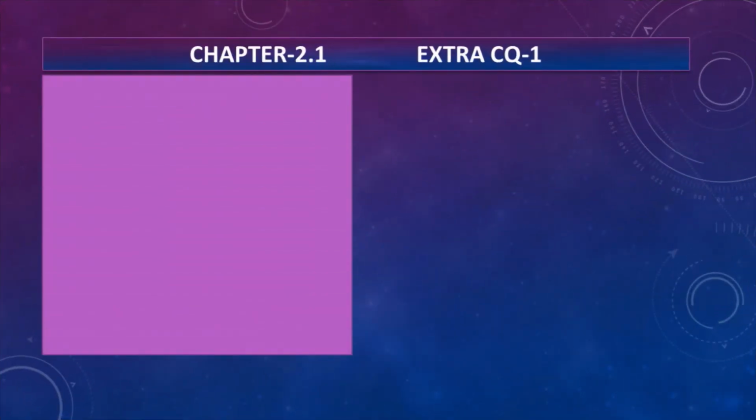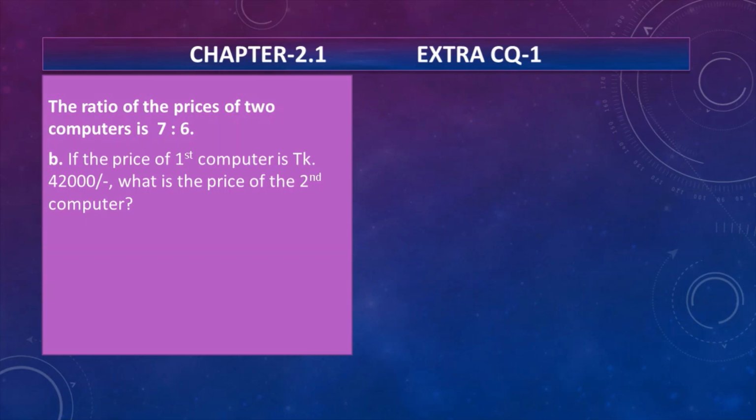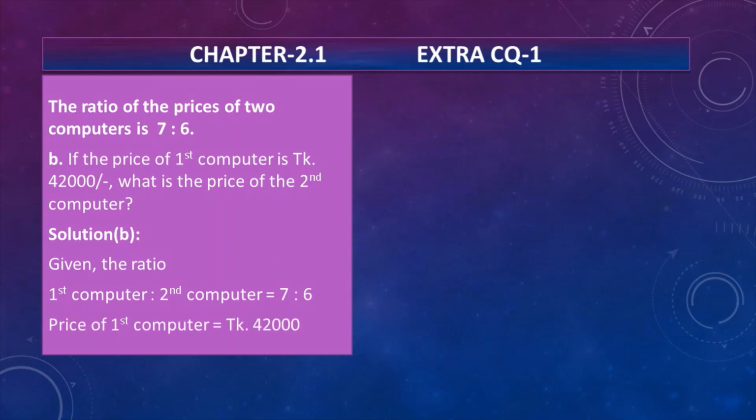Now let us see the solution number B. At first we will see again the stem, that is, the ratio of the prices of two computers is 7 is to 6. Let us see the question number B. If the price of first computer is taka 42,000, what is the price of the second computer? Let us see the solution, my dear students. Solution number B. Given the ratio first computer is to second computer equals 7 is to 6. Here it is given, you can see in the stem. Then price of first computer equals taka 42,000, that is given in number B.